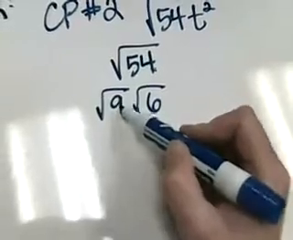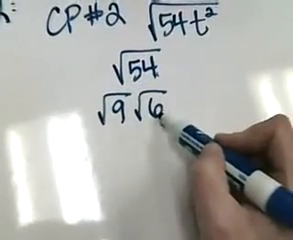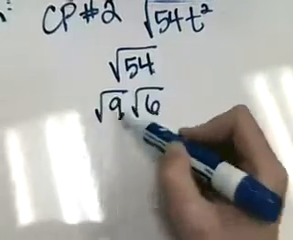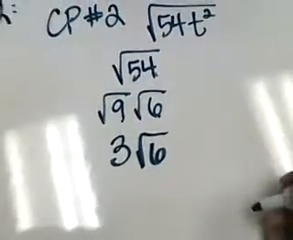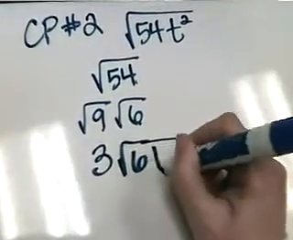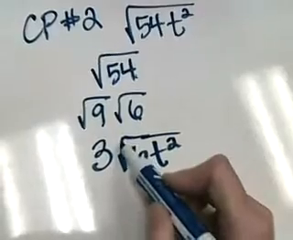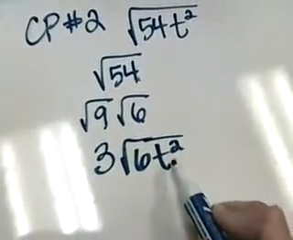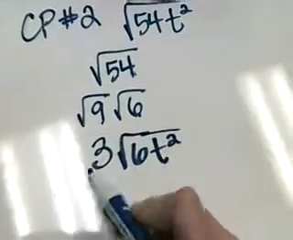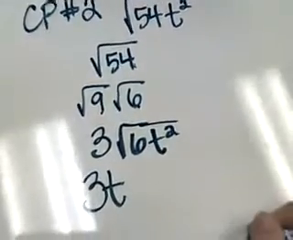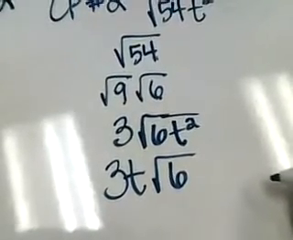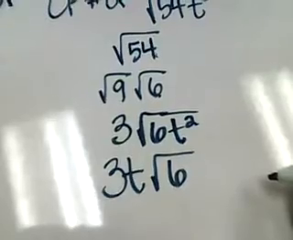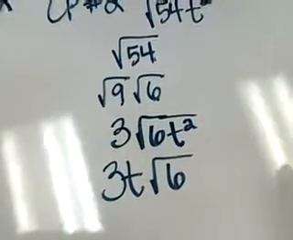We took the biggest perfect square out, 9. 54 divided by 9 is 6. Now let's clean this up. You know what the square root of 9 is? 3. Square root of 6. Now let's take care of our variables. Remember, to come out of the house, they have to be in groups of 2. We have 2 t's here. That means they can come out as one group of t's. No one is left inside the house except that 6. There's my final answer. Okay. Checkpoint number 3.